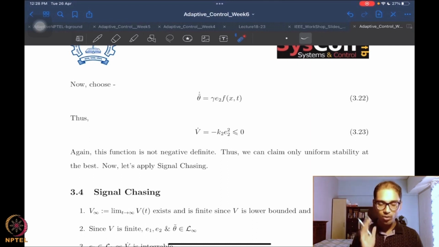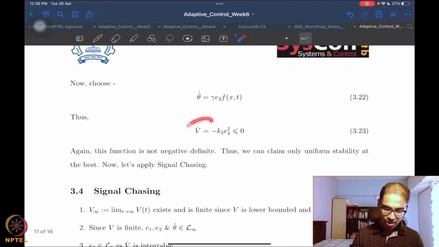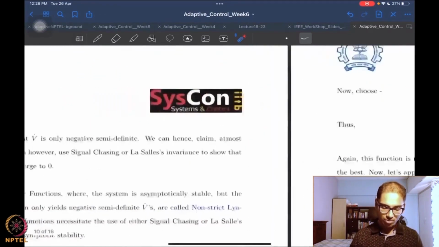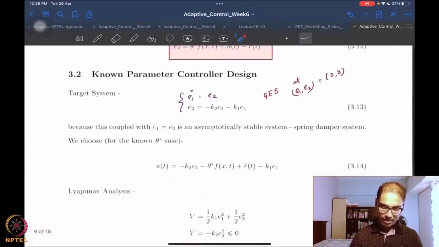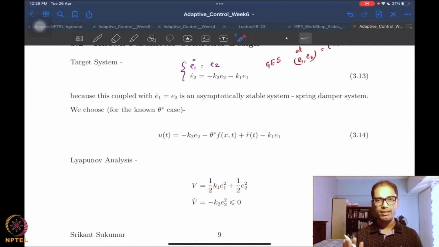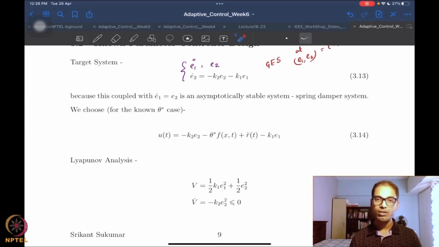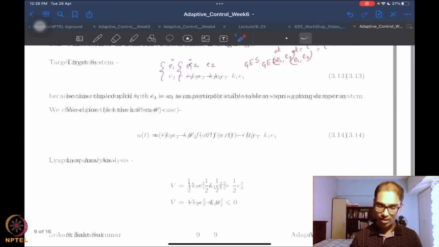And notice the pattern. Although the V is different, the V now has an added 1 over 2 gamma theta tilde squared in the adaptive case. My V dot expression, which is minus K2 E2 squared, turns out to be the exact same expression that I get in the non-adaptive case also. This is always the case because of how we have chosen the Lyapunov candidate for the unknown case. This always ends up happening. V dot will have the same expression as the known case, even though V is different.